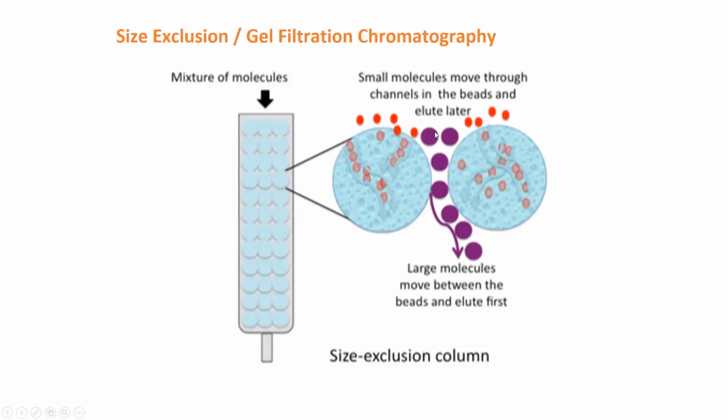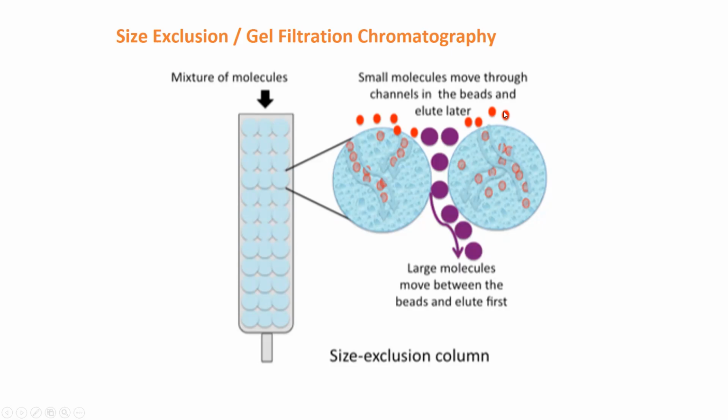Now, this is size exclusion. That's very interesting. What's happening here, these are the beads. And the beads, like I told you, have paths through them, like avenues inside them. You don't want the red protein. The red proteins are so small, they're going to be so busy going through the beads. You want the purple. The purple is too big to go through the beads, so it will only be going between the beads. So that's why the large molecules will move between the beads and get out first.